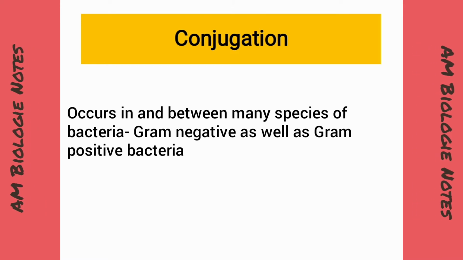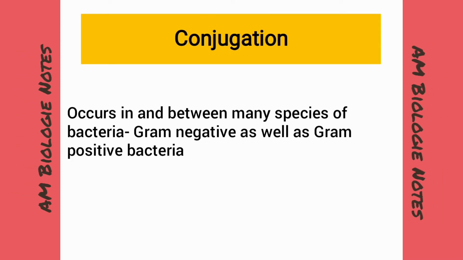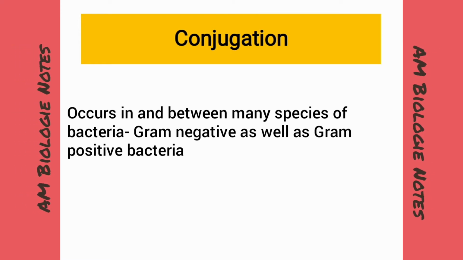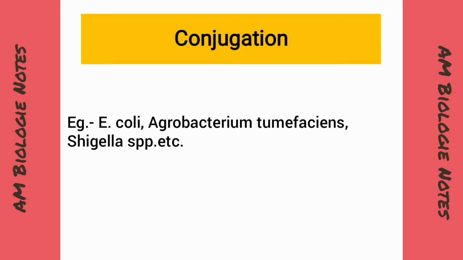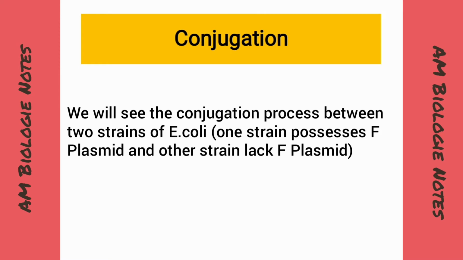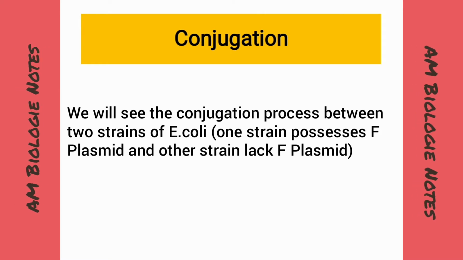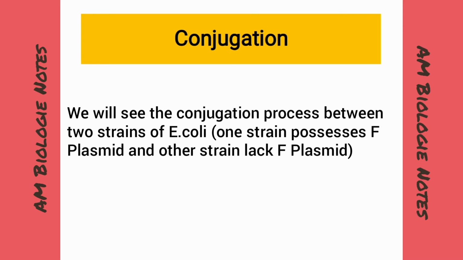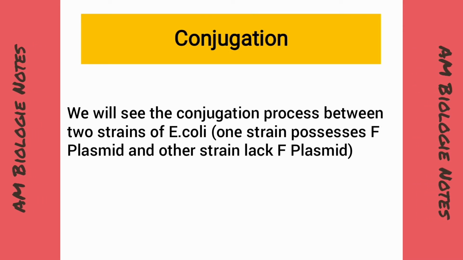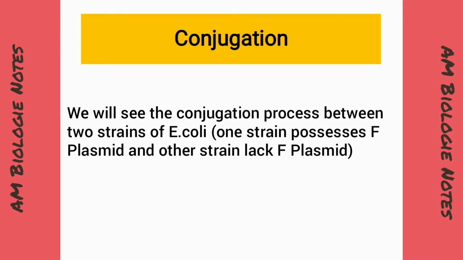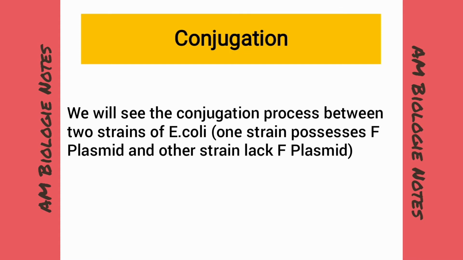Conjugation occurs in and between many species of bacteria, including gram-negative as well as gram-positive bacteria. For example, E. coli, Agrobacterium tumefaciens, Shigella, etc. In today's discussion, I will discuss the conjugation process between two strains of E. coli. One strain has fertility factor or plasmid in its cell and is called F plus cell, and the other strain lacks the fertility factor or plasmid and is designated as F minus cell.